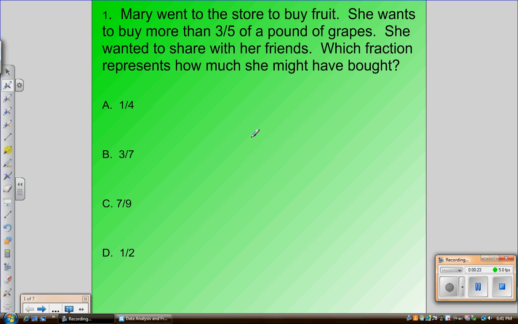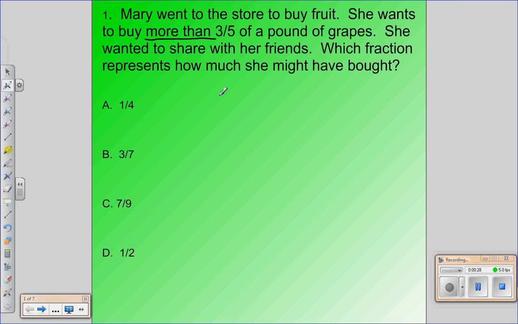Alright, our first example. Mary went to the store to buy fruit. She wants to buy more than 3/5 of a pound of grapes. She wanted to share with her friends. Which fraction represents how much she might have bought? This one question actually has 4 different problems that you have to solve, but you can do it, 5th graders.